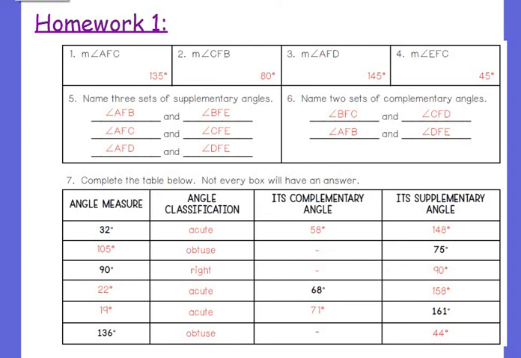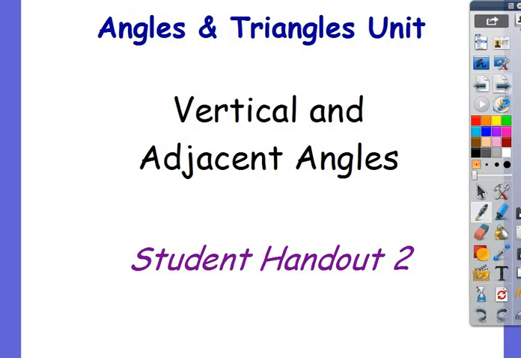Checking your homework from homework 1, seeing how you did. So now we're going to student handout 2, and we're going to learn vertical and adjacent angles.